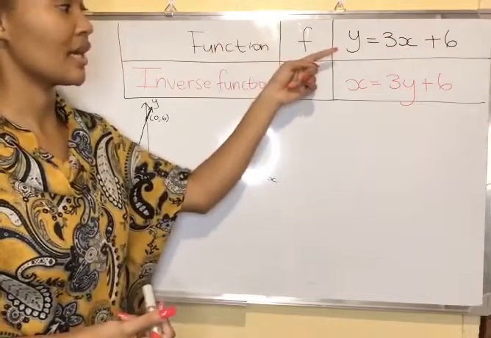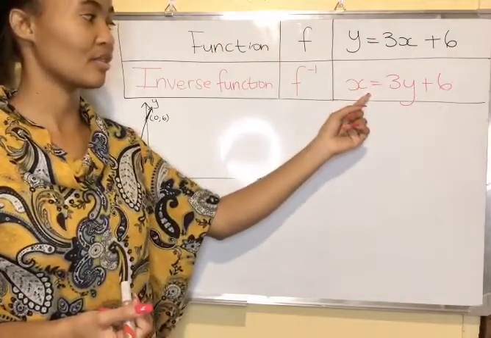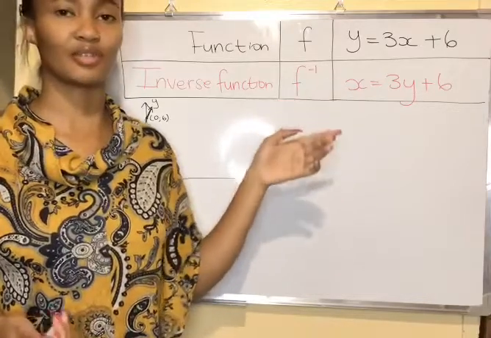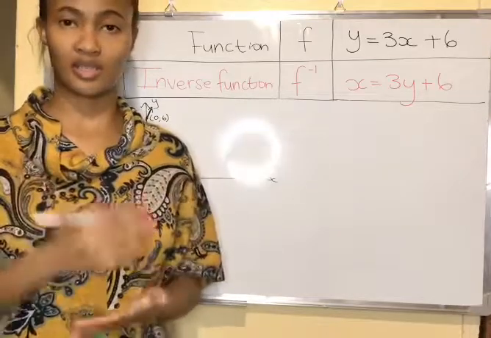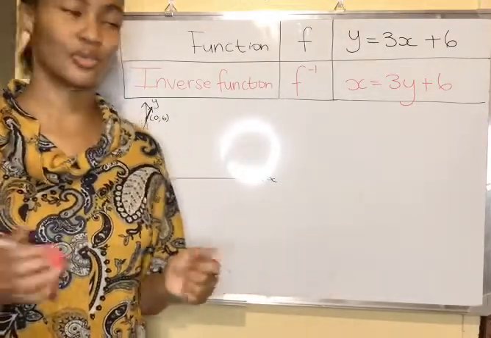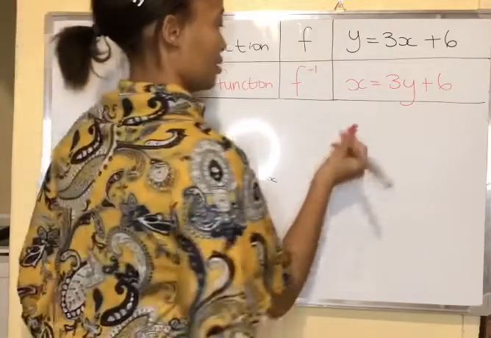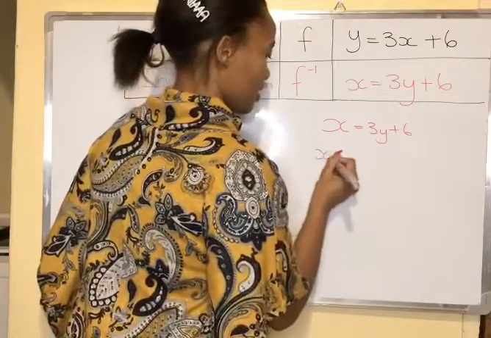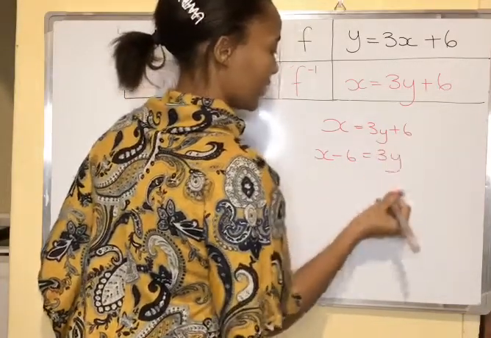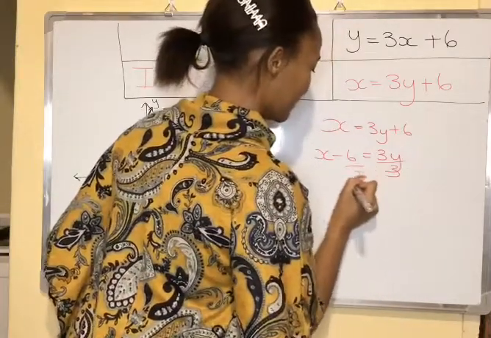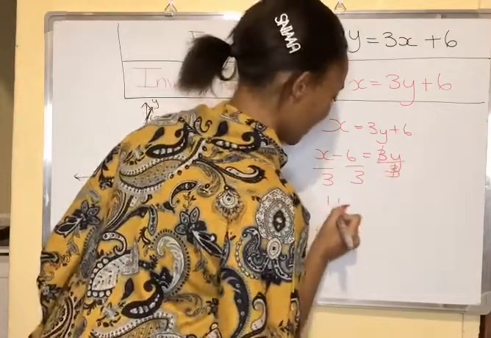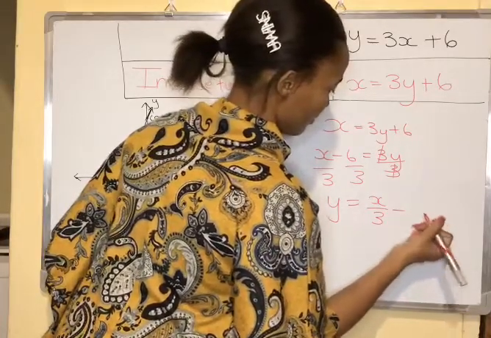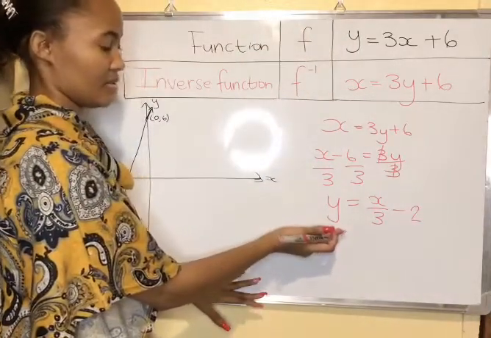First of all, we're going to have to make y the subject of the formula, because even though they swapped x and y, x shouldn't be our subject of the formula. You always have to make y the subject of the formula whenever you work with equations. So let's do that. If we have x equals 3y plus 6, we're just going to say x minus 6 when we transpose it, and then we divide both sides by 3, and we're going to have y equals x over 3 minus 2. This is our inverse function's formula.